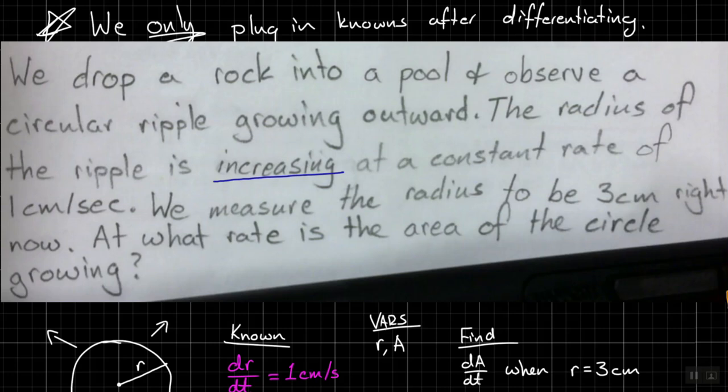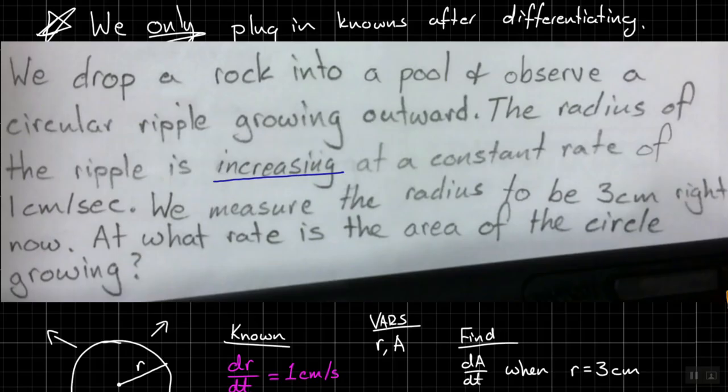Abigail, I saw you just put a dot on your page. What's your sentence? Love it. The area of the ripple or the circle, whatever you want to word it as, just not it. The area of the ripple is increasing at 6 pi centimeters squared per second when the radius is 3 centimeters.